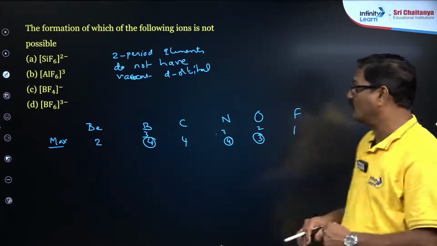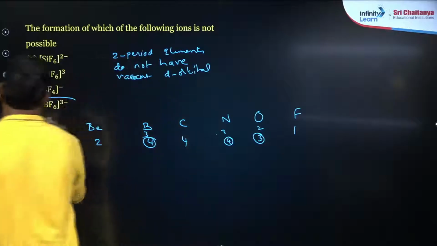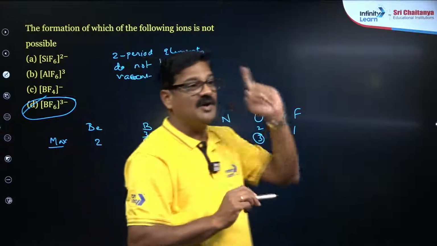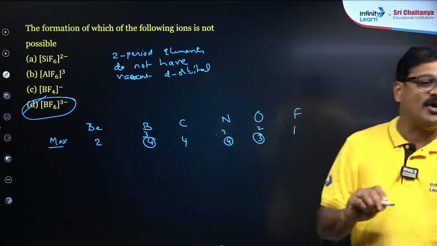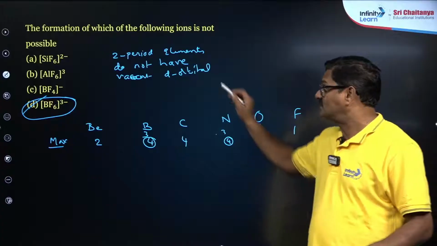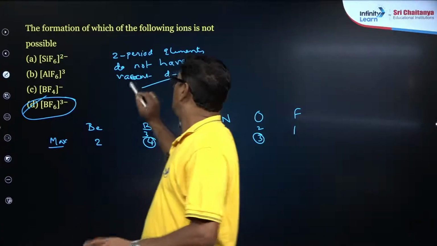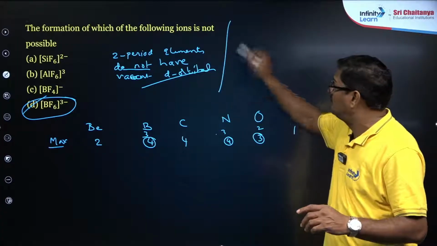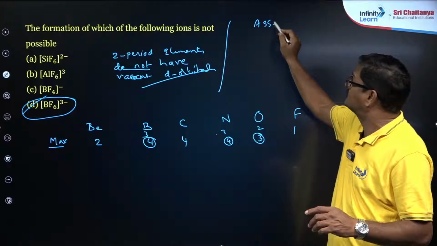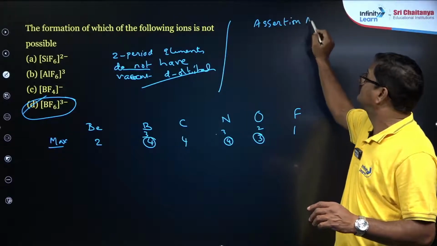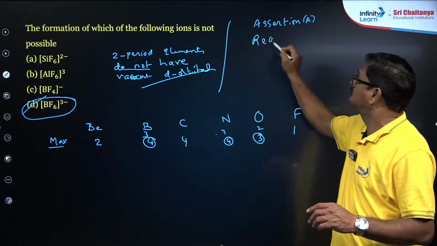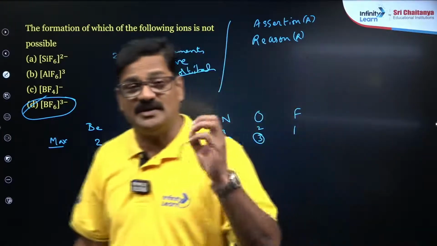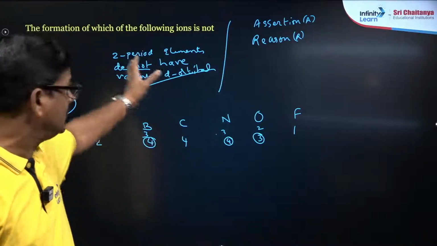Simple thing, maximum covalency. So BF6 is not formed: boron cannot form 6 bonds, boron can form maximum of 4 bonds. Understood? The reason is that it does not have d orbitals. Based on this you will be having assertion reason type questions. Assertion and reasoning kind of questions can be easily asked based on this theory oriented question.